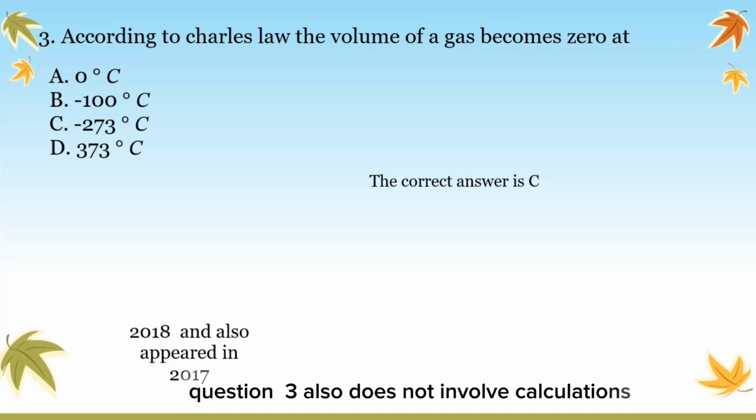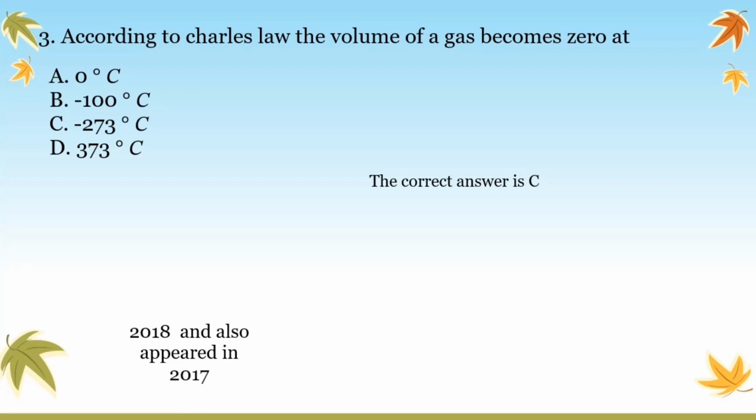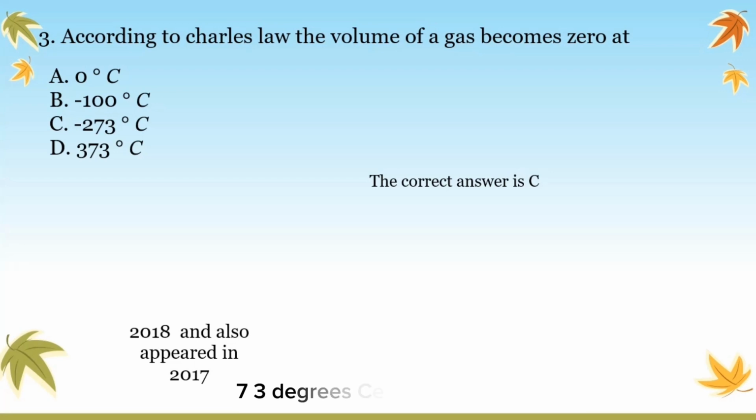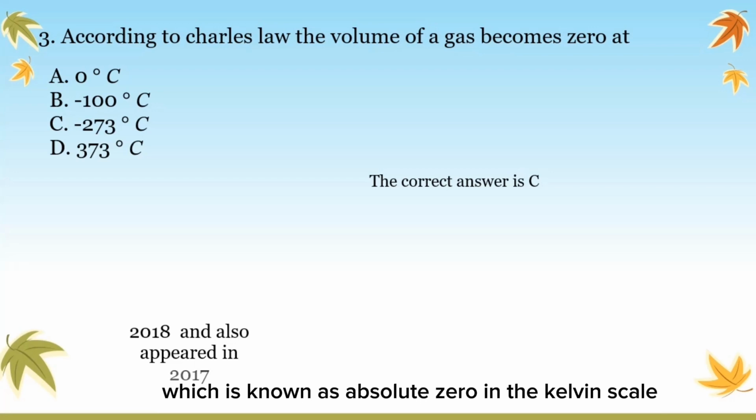Question 3 also does not involve calculations. In the previous number, like question 2, I mentioned something concerning this question that appeared now. According to Charles' law, the volume of a gas becomes 0 at, the correct answer is C, which is minus 273 degrees Celsius. Now when the volume becomes 0, the temperature is at minus 273 degrees Celsius, which is known as absolute zero in the Kelvin scale.